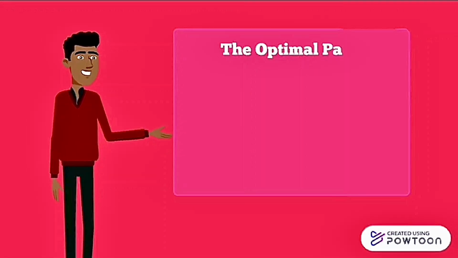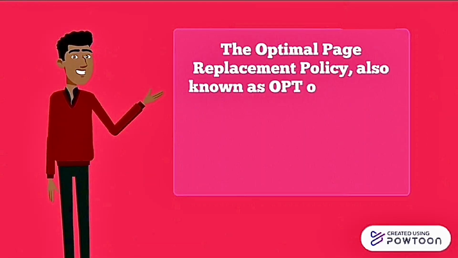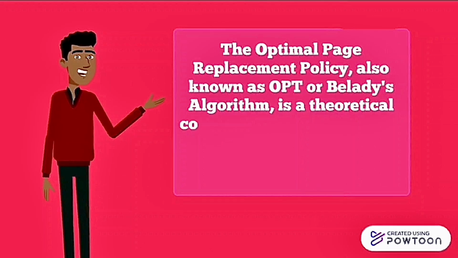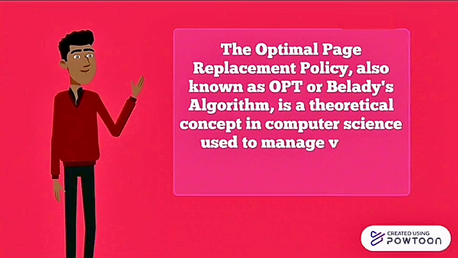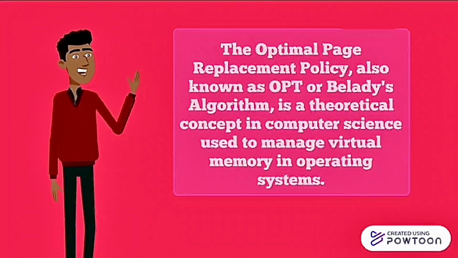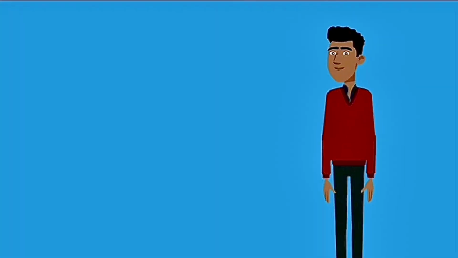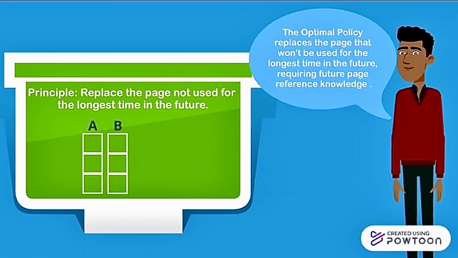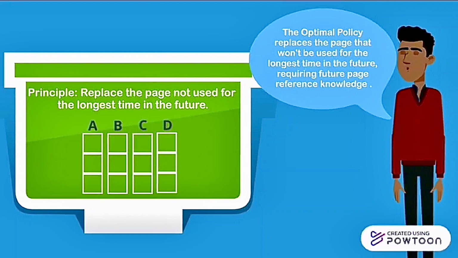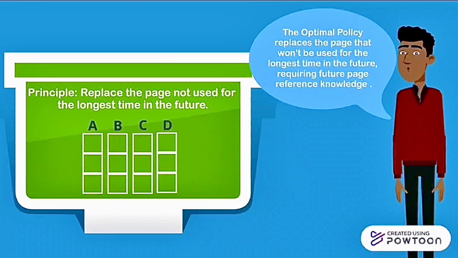The optimal page replacement policy, also known as OPT or Belady's algorithm, is a theoretical concept in computer science used to manage virtual memory in operating systems. The optimal policy replaces the page that won't be used for the longest time in the future, requiring future page reference knowledge.